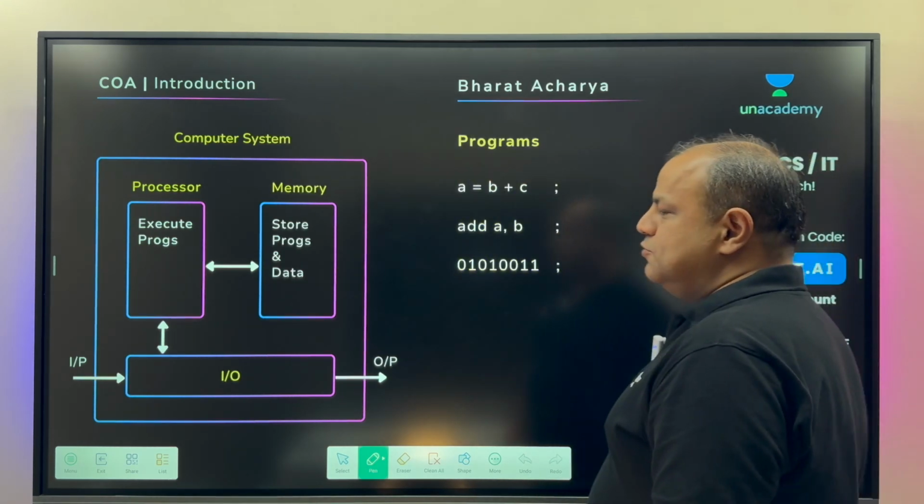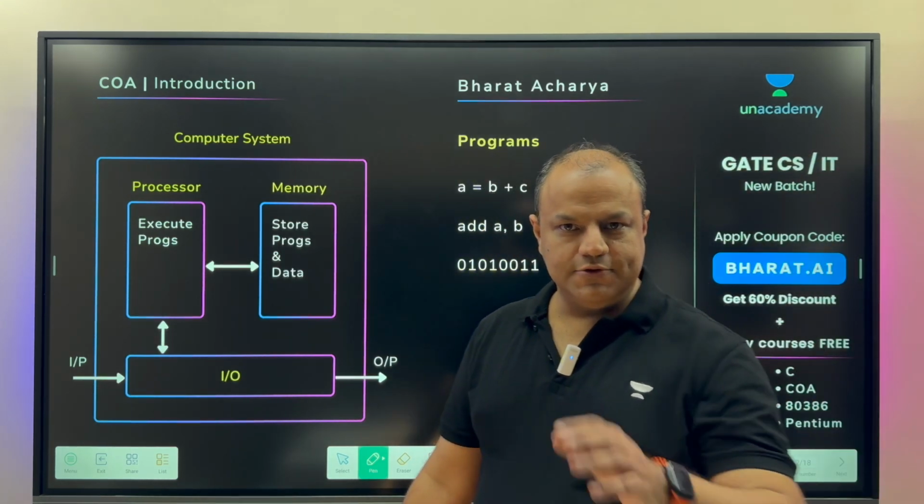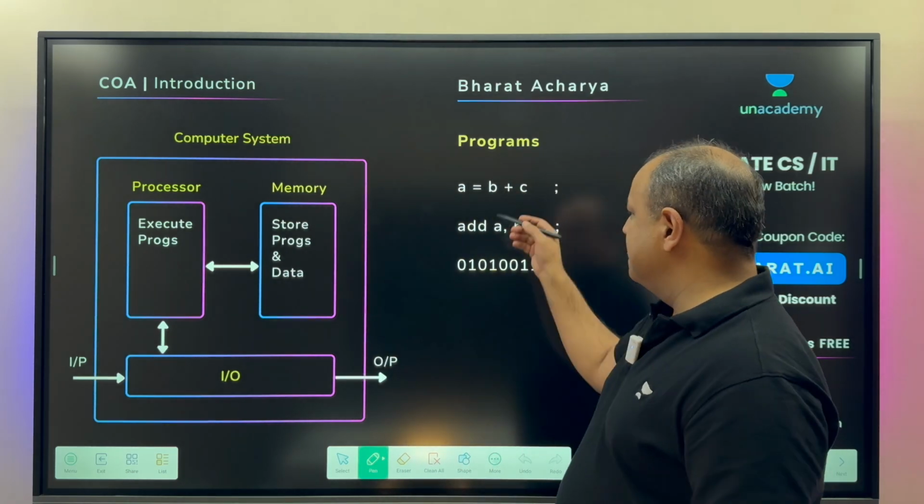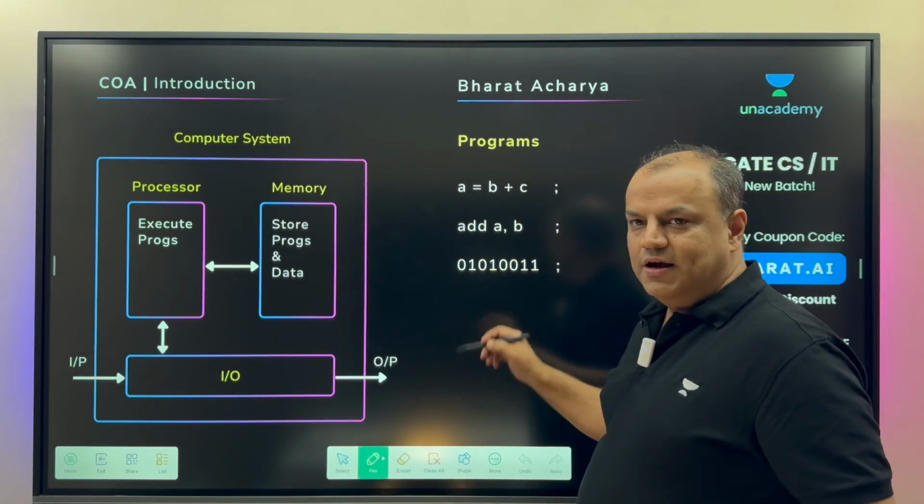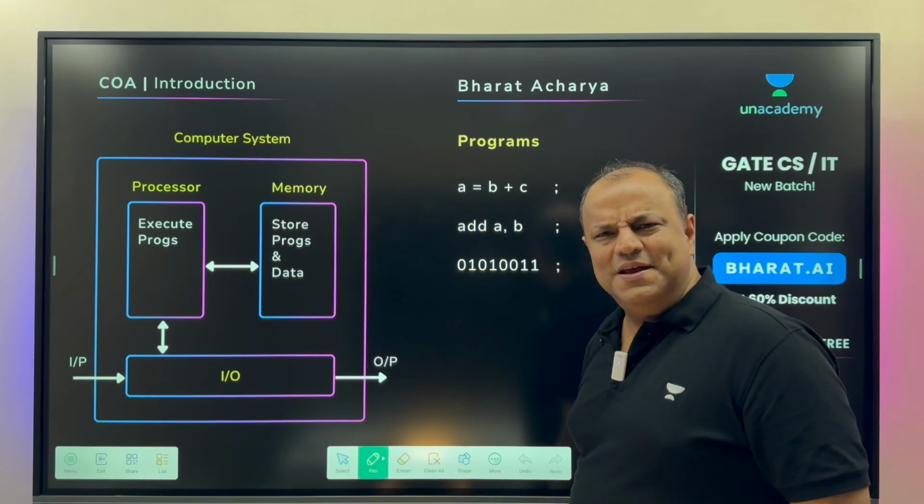Look here. The two things that you store in a computer are programs and data. So let's tackle them one by one. Programs. This is how you write programs. These are three different levels. If you write a program, you've all seen programs.